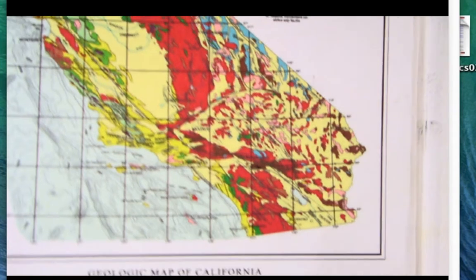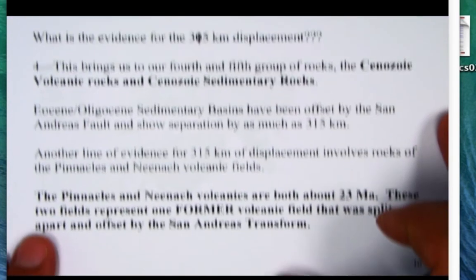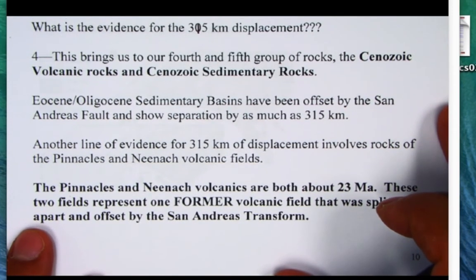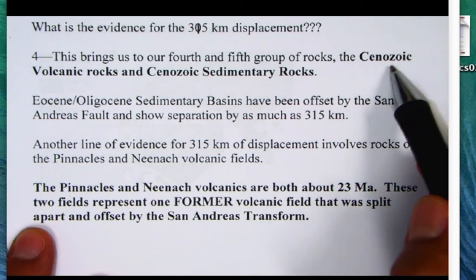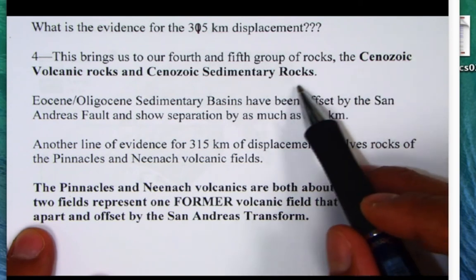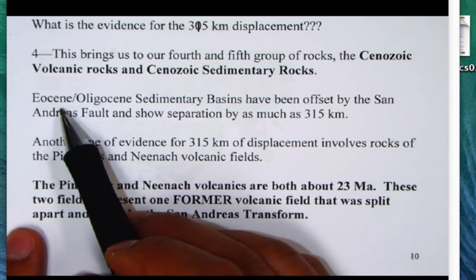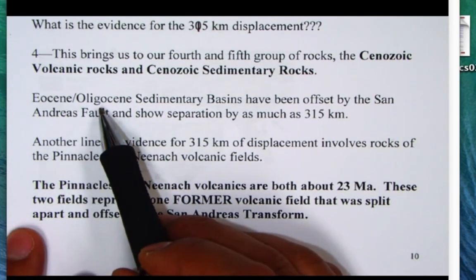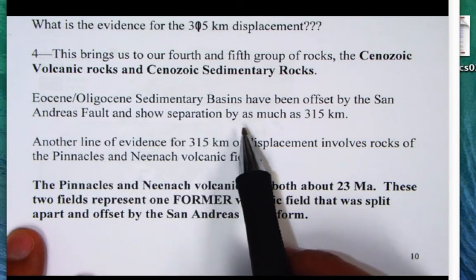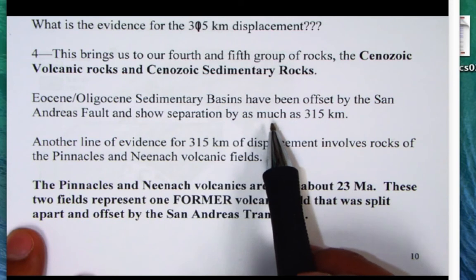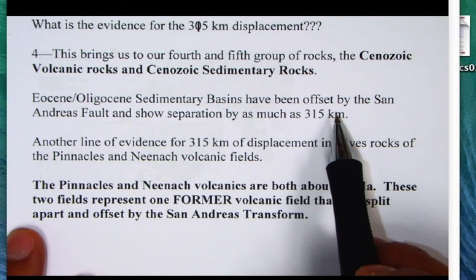Now, what's the evidence for that? The evidence brings us to our fourth and fifth groups of rocks, right? Those include the Cenozoic volcanic rocks and the Cenozoic sedimentary rocks. So when we look at Eocene, 50 to 40 million year old sedimentary rocks, Eocene and Oligocene, we find that they have been offset. They have been cut by the San Andreas fault, and they do show separation by about 315 kilometers, right?